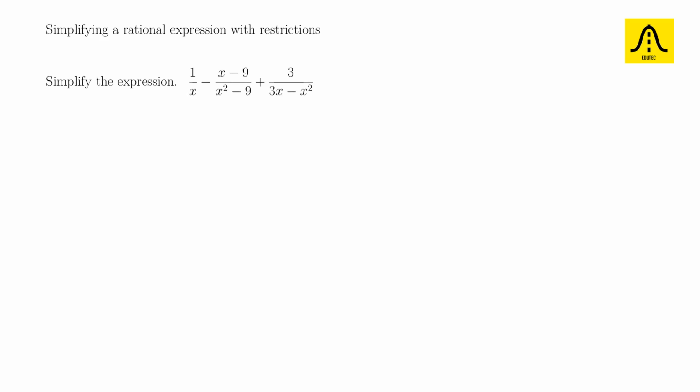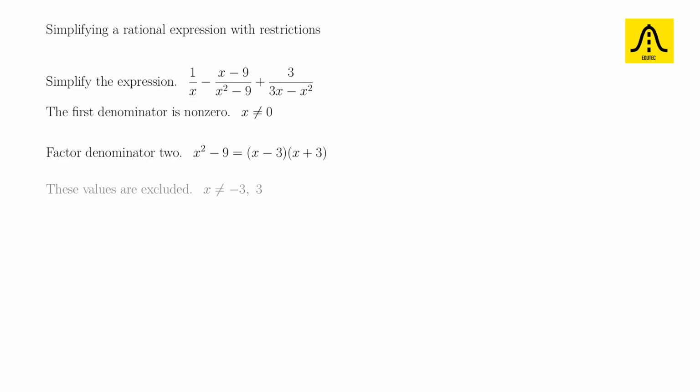We need to simplify this rational expression and keep every original restriction. The denominator x cannot be 0. The second denominator is a difference of squares. So, x cannot be -3 or 3.